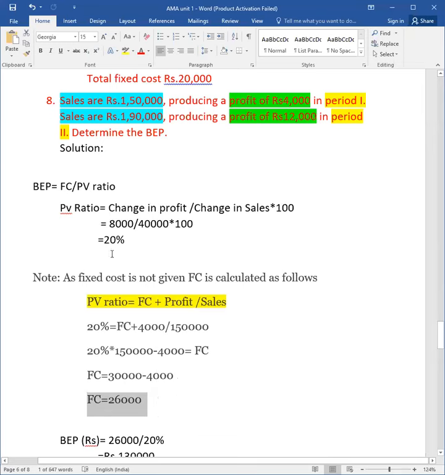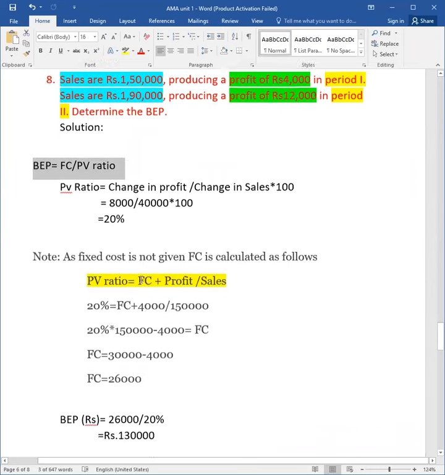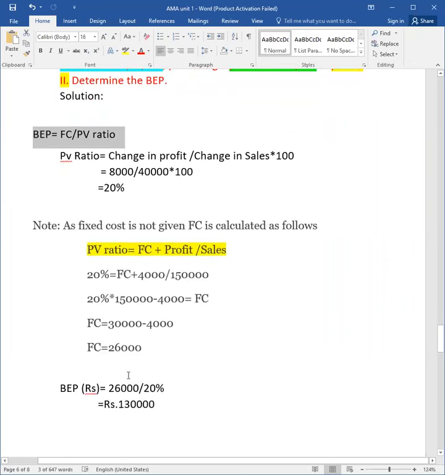So you have got the PV ratio and you have got the fixed cost. And now you can substitute these two values into the BEP formula. The BEP formula is fixed cost divided by PV ratio. So fixed cost is 26,000, PV ratio is 20%. When I divide and simplify, I'm getting BEP in rupees 1,30,000. I hope it is clear. Yes, ma'am.